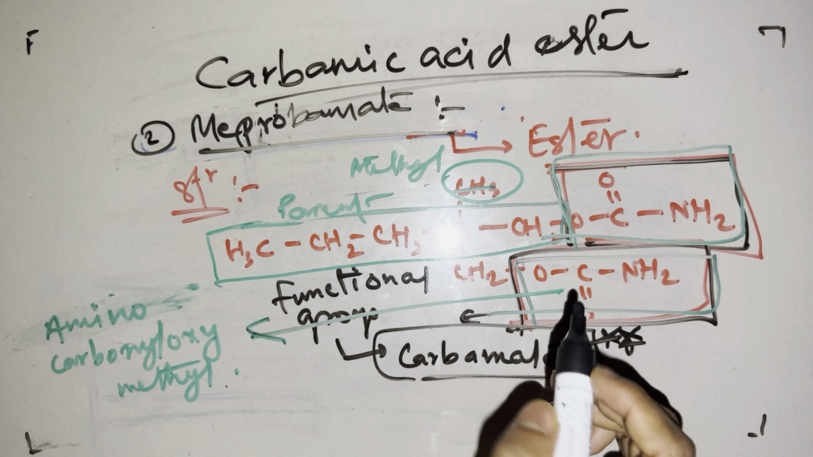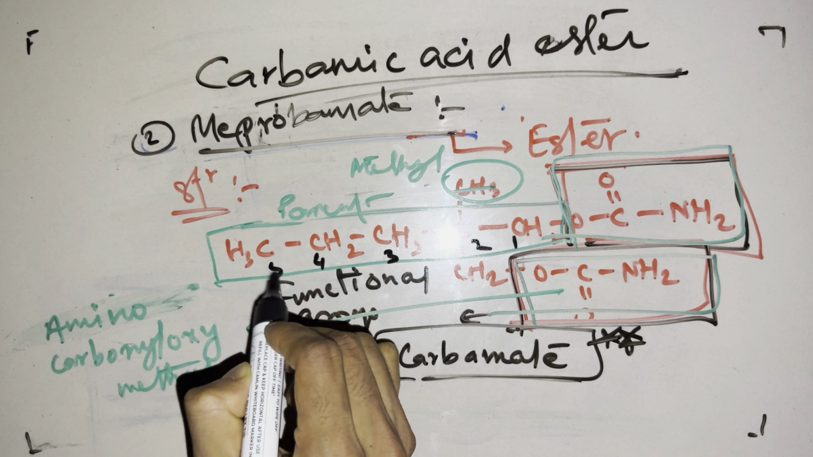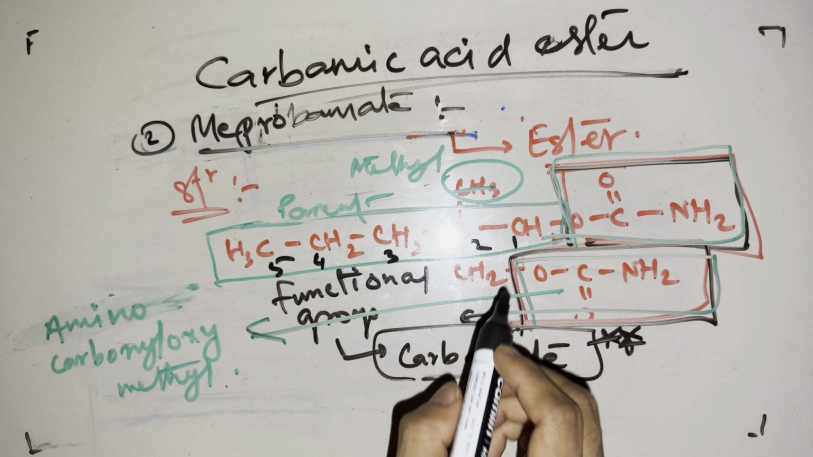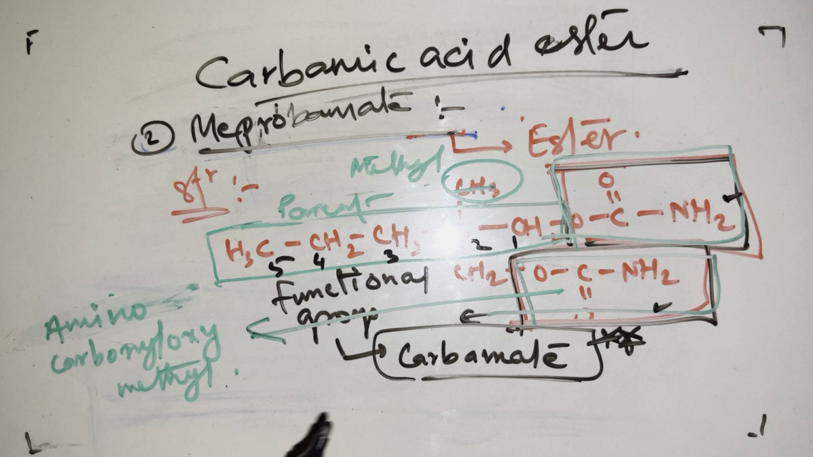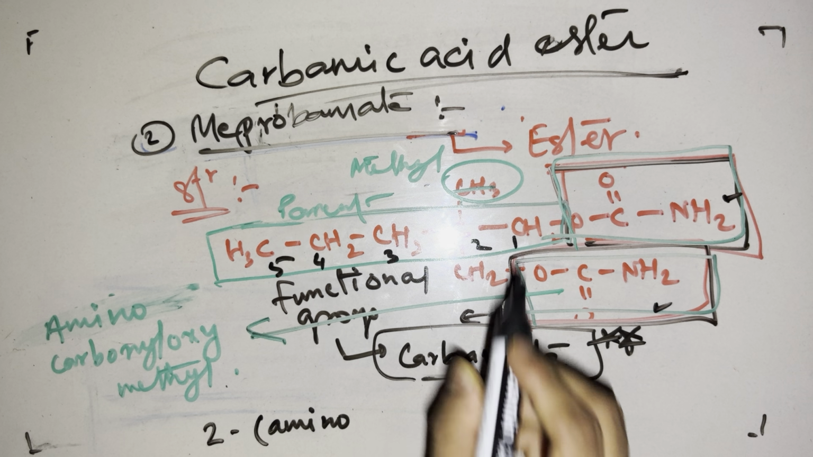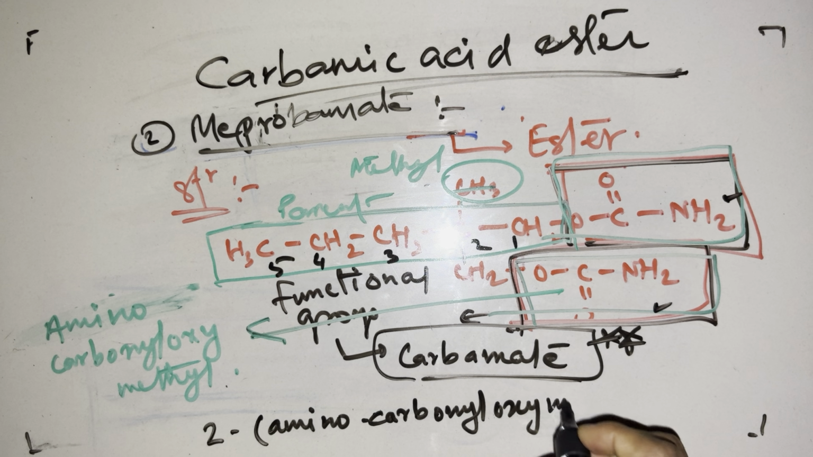Let's start the numbering. Numbering will start from this side. 1, 2, 3, 4, 5. So again here 1, 2. Two functional groups. Two functional group means what we will put? 2 amino at second position. 2 amino carbonyl oxy methyl, bracket complete.